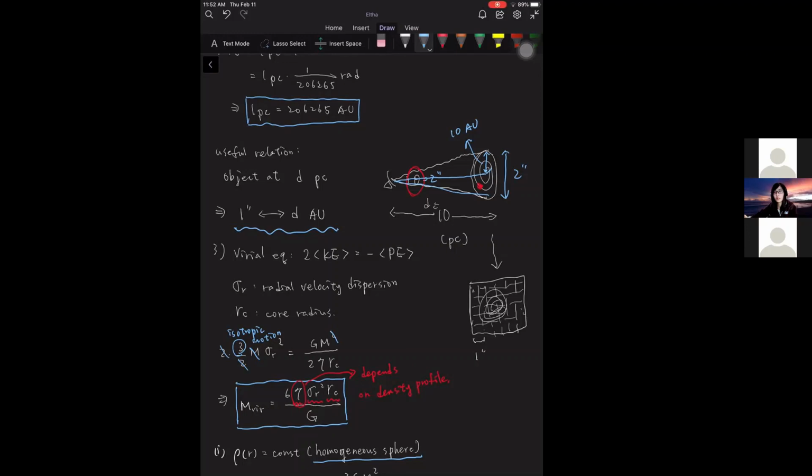Oh, okay, I get it. So the whole diameter would be 20 AU, since it covers a distance of 2 arcseconds. Okay, thank you. I didn't notice that line right there, so I was a little lost. Thank you.